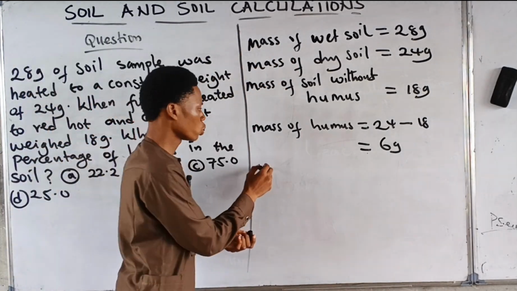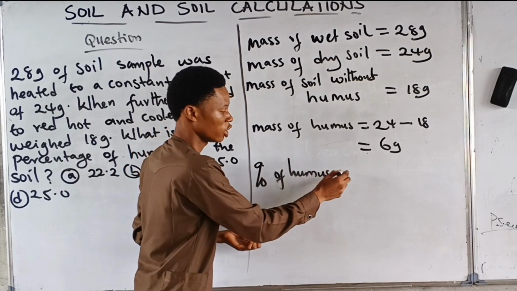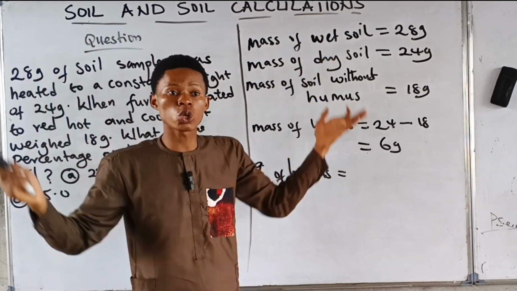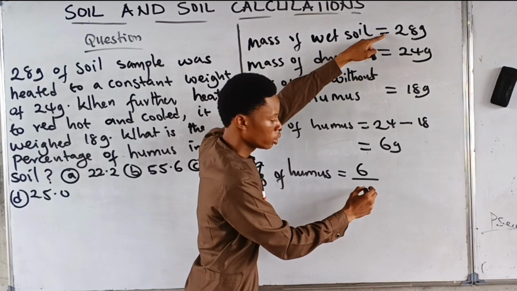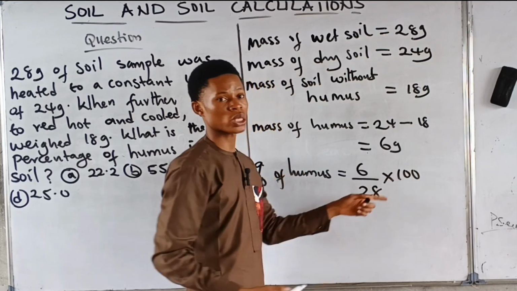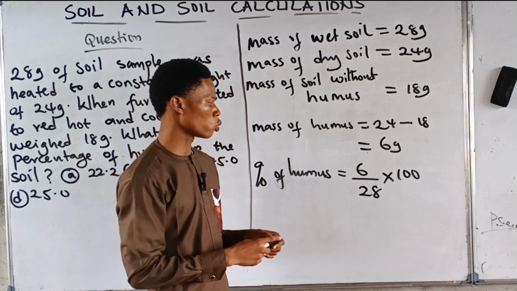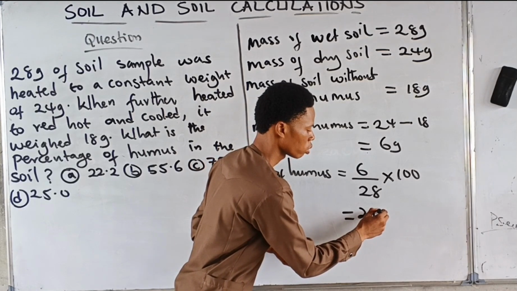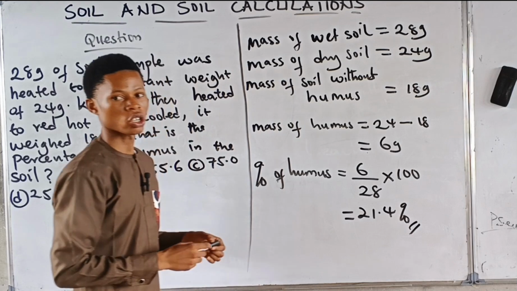So percentage of humus in the total soil, not in the dry soil, not in the soil without humus, in the total soil will be what? 6 divided by the mass of the total soil times what? 100. Because they say percentage, that's why we're multiplying by 100. So 6 divided by this times this will give us what? 21 point what? 21.4%, right? Good.